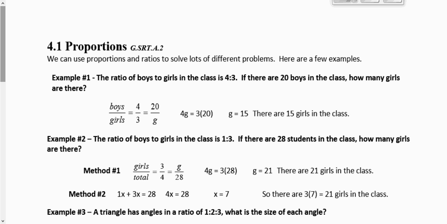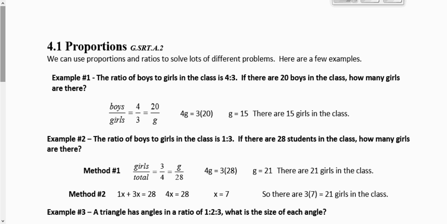So there are 20 boys in the class. How many girls are there, right? Well, we'll set up a proportion. X will be the number of, or maybe we'll use G. I always like to use a variable that makes sense, right? So when I get done, especially if there's a lot of variables, I'll use G for girls, right?